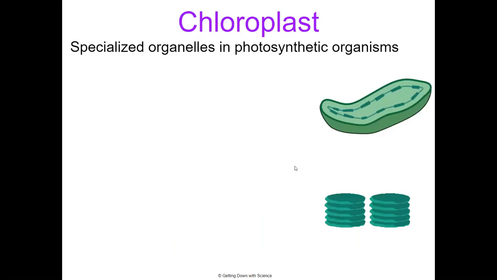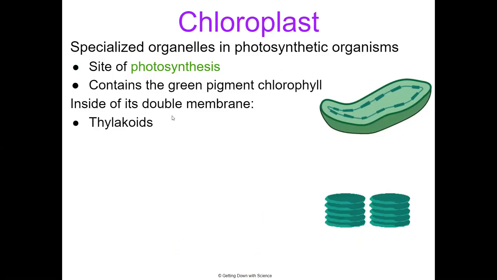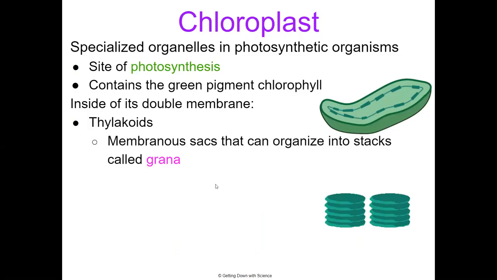Chloroplasts is another one with our endosymbiont theory. These are specifically designed to do photosynthesis. So they have a green pigment that's called chlorophyll. That's actually where the green coloration comes from, is that green pigment. And it also has the double membrane. Within that, we have thylakoids. And the thylakoids are each of the individual little sacs. And then we stack them together, and the stack is our grana.